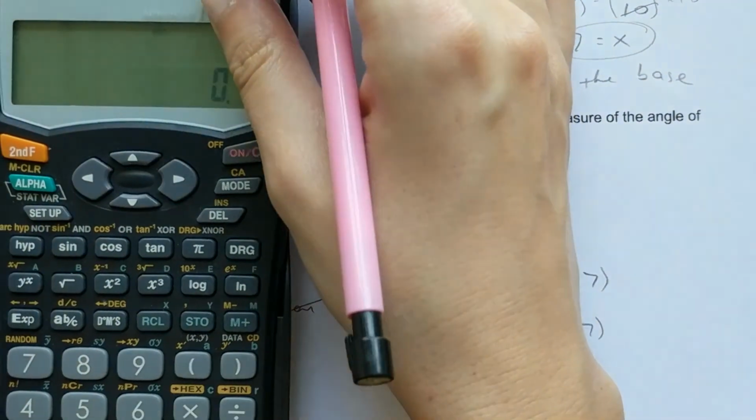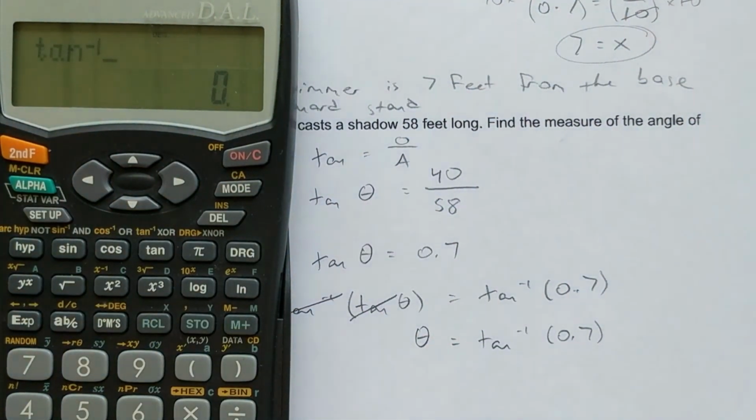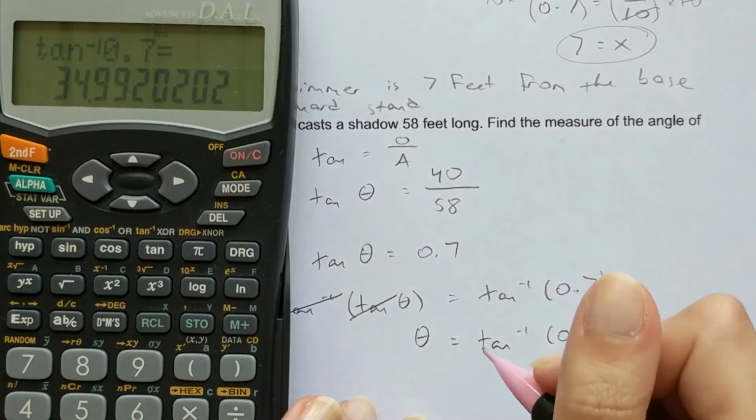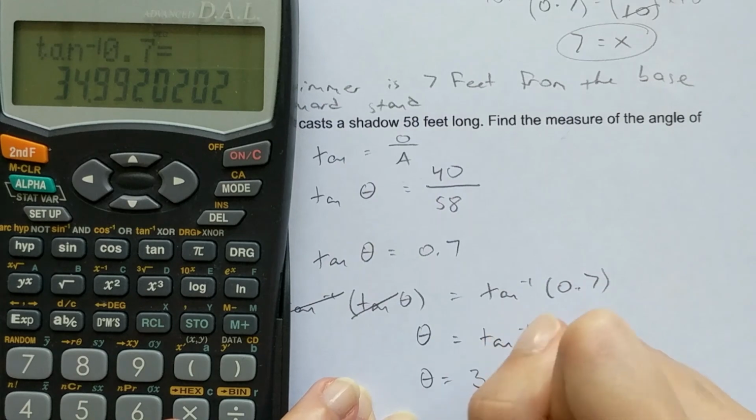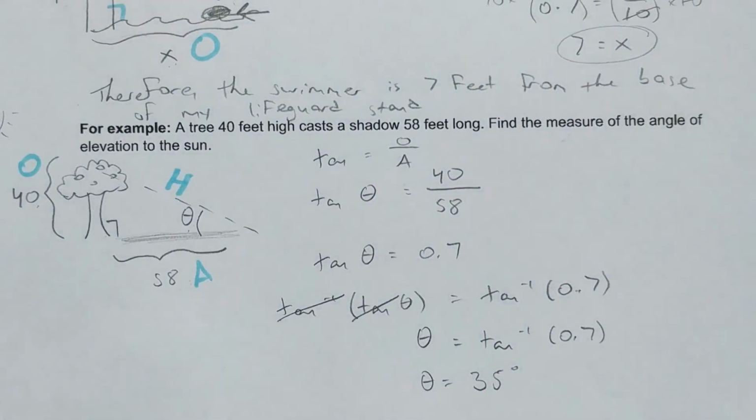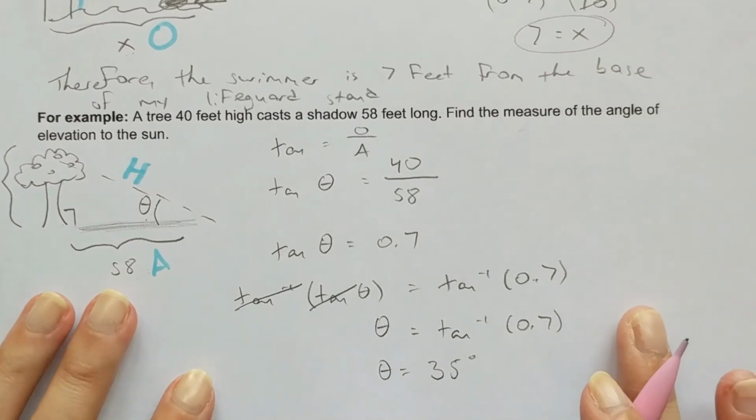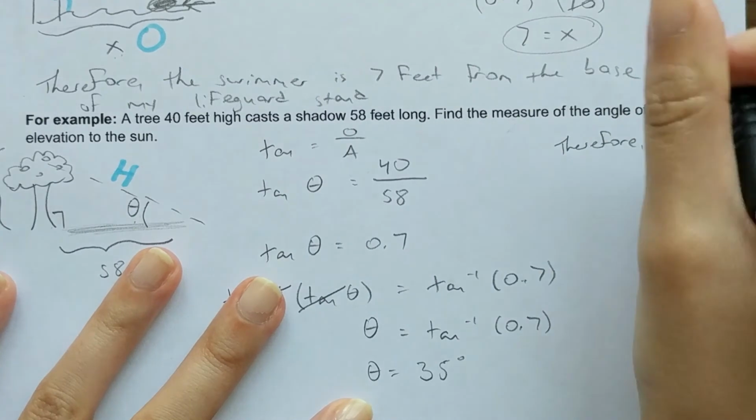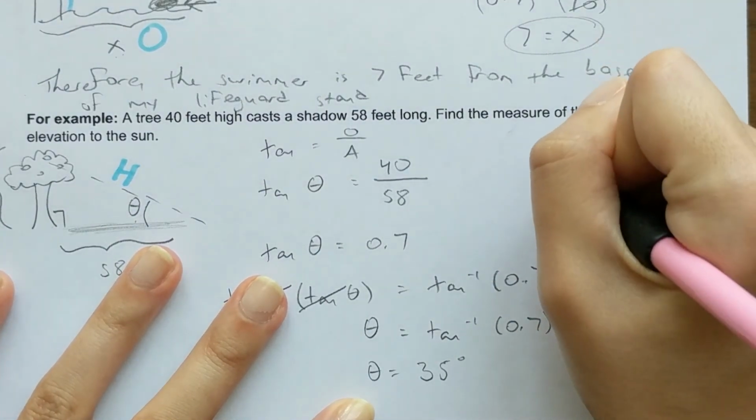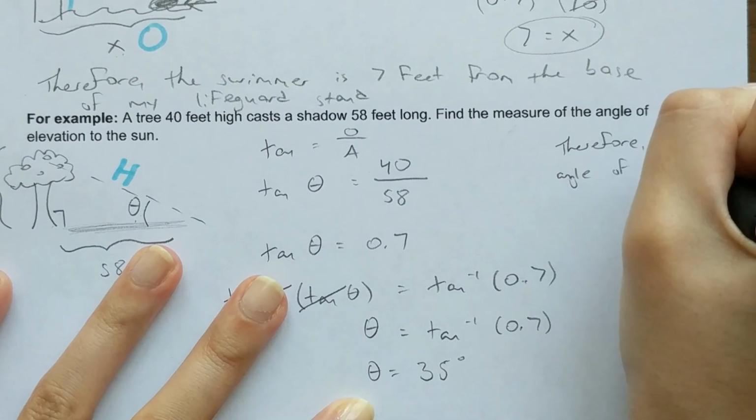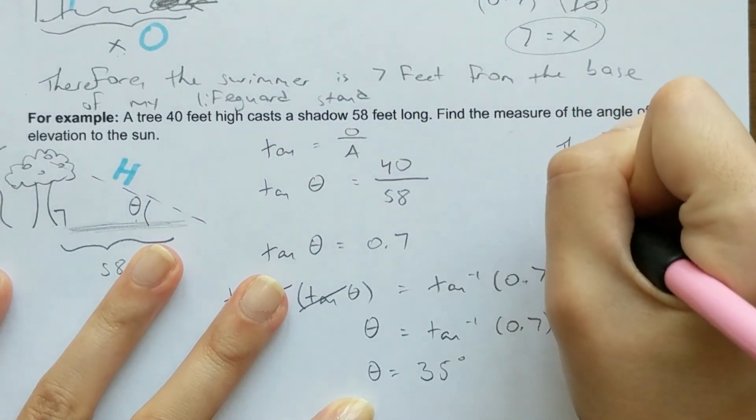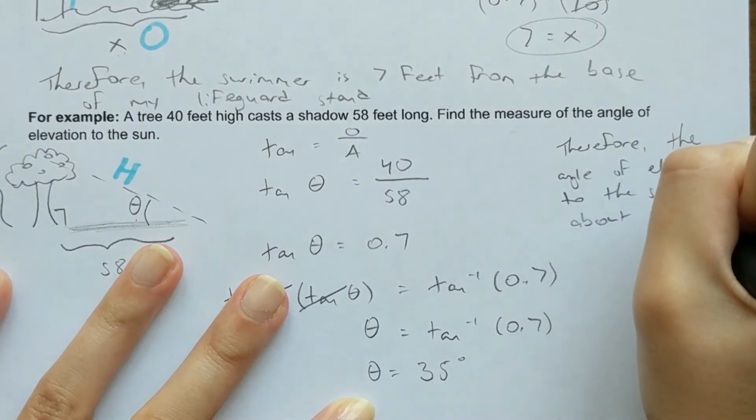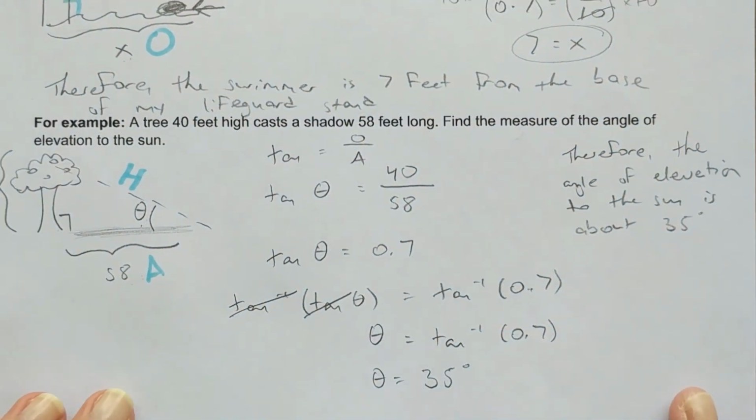Now I'm going to use my calculator again. I press the second button and tan, and then I type my decimal, 0.7. And that gives me about 35 degrees. So theta is 35 degrees. And I can conclude by writing a therefore statement. I'm just going to write it to the right. I can say therefore the angle of elevation to the sun is about 35 degrees. Okay? And that's that.